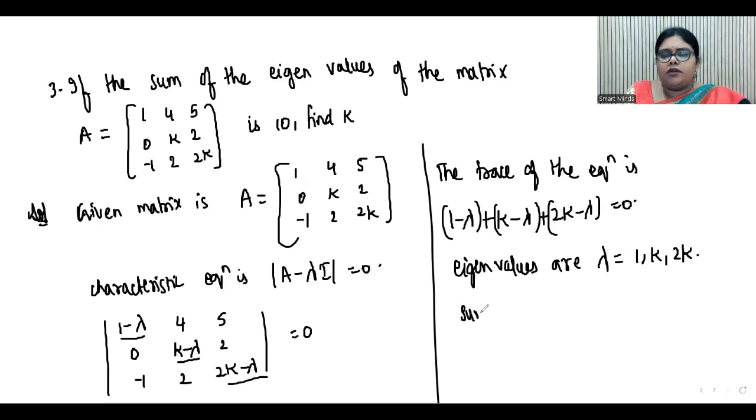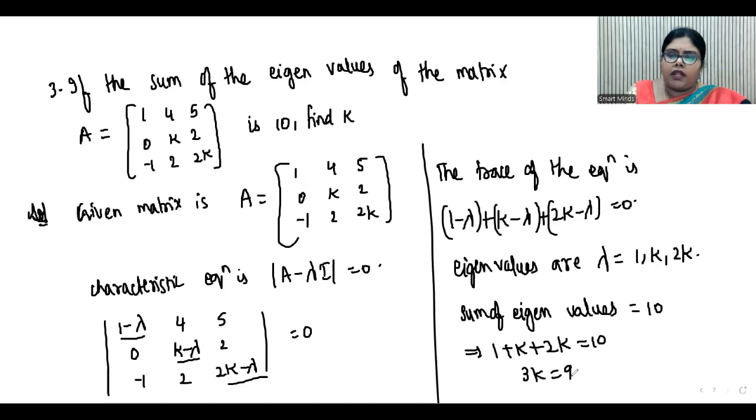Now what is given to us? Sum of eigenvalues. Sum of eigenvalues is 10, given. That means add all the eigenvalues and equate it to 10. So 3K plus 1 is equal to 10, so 3K is equal to 9. So K is equal to 3. We got the K value from here.